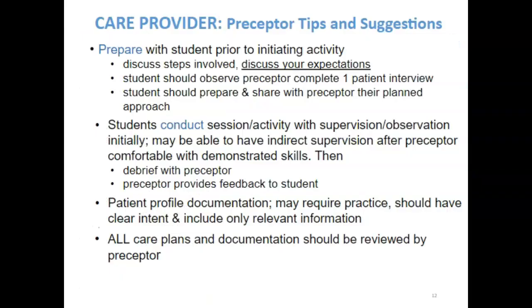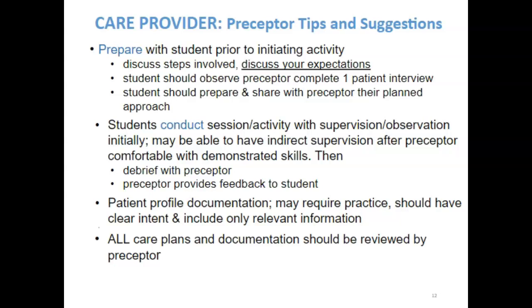With respect to patient care, I am providing a few tips and suggestions. And again, in this environment, I encourage you to be flexible and creative. Prepare with your student prior to initiating the activity of interviewing the patient. Discuss the different steps involved and discuss your expectations with the students so they know what to expect. Again, these are first-year students, and some of them have never been in a pharmacy before, behind the counter.